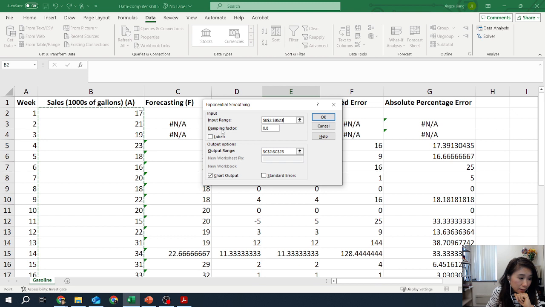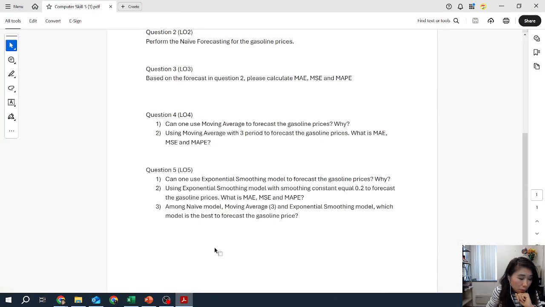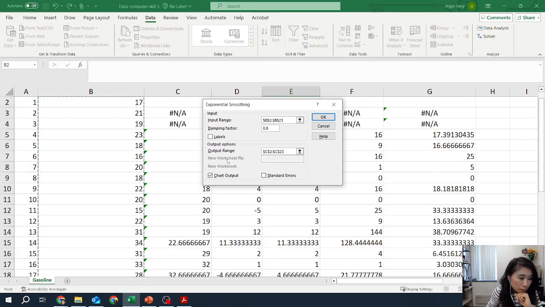And then the second is the damping factor. This is a very important one, so make sure you get it right. Based on this problem, our smoothing constant, which is also our value for alpha, is equal to 0.2. On Excel, the damping factor here actually is not alpha. It is 1 minus alpha. So in this case, with alpha equal to 0.2, you need to do the calculation 1 minus 0.2, and we get 0.8. Therefore, we put 0.8 here.